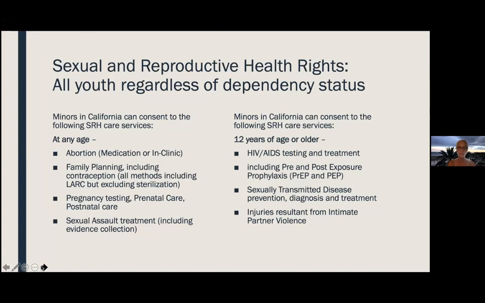So minors in California of any age can consent to some sexual and reproductive health care services. And you can see that under at any age. And then minors in California at the age of 12 or older can consent to the rest of these services. So in general, when you're working with youth, they have very broad consent rights in California for sexual and reproductive health care.